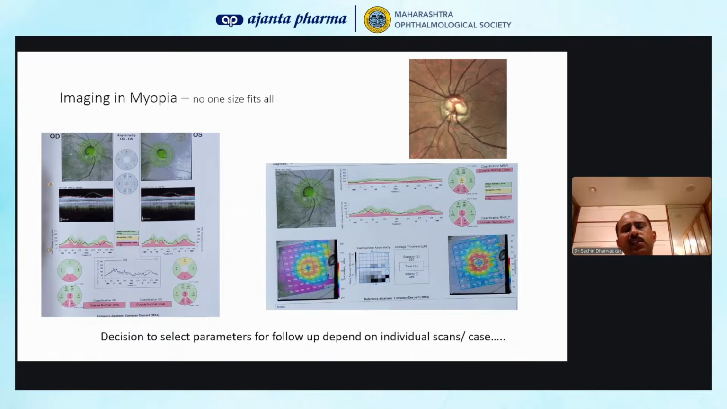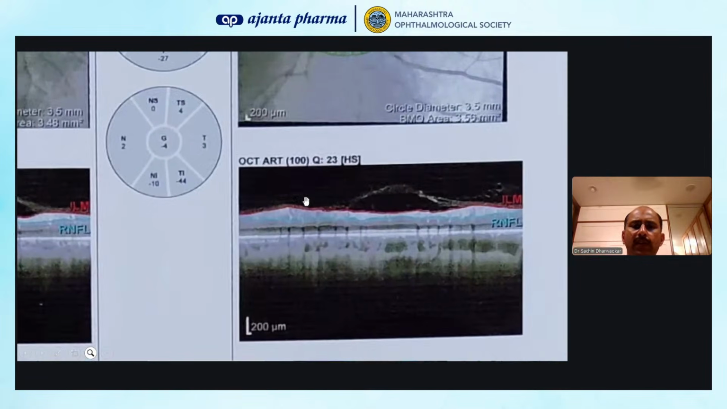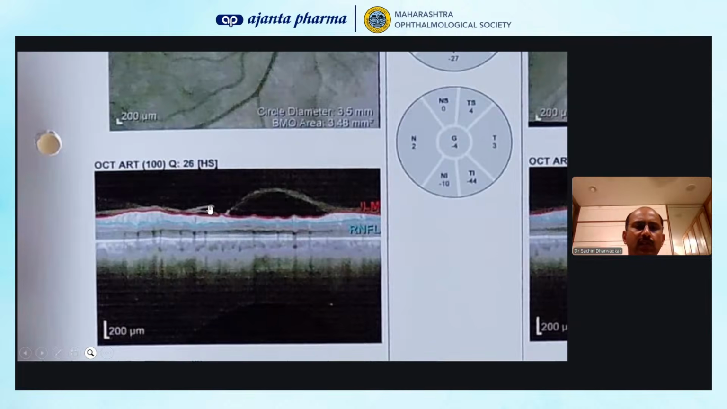Now here you can see a myope of around 4 to 5 diopters. You have a disc tilt and torsion with a very unusual peripapillary atrophy. But here you can see that you can have a good centration of the BMO as well as a good scanning circle that can get good scans with proper segmentation. You can see the segmented images extremely well, along with your PVD changes also.